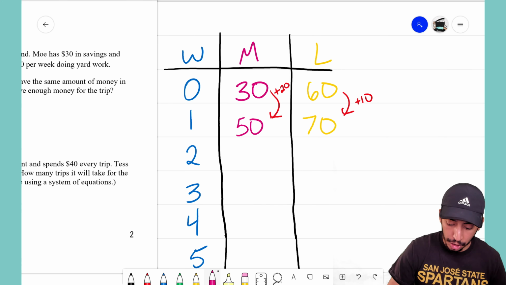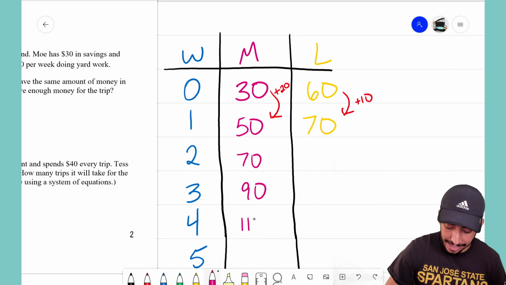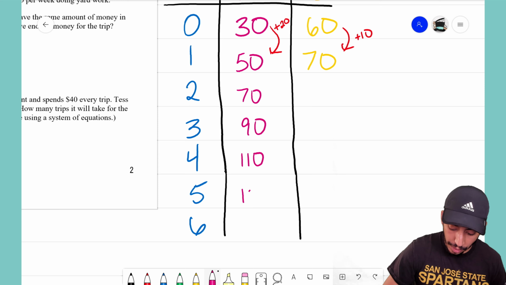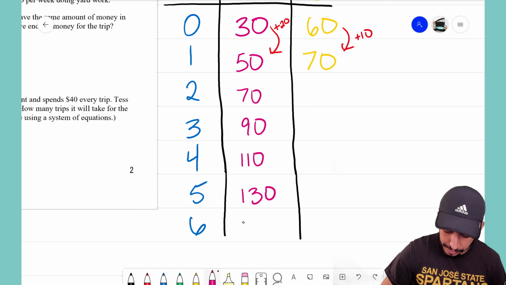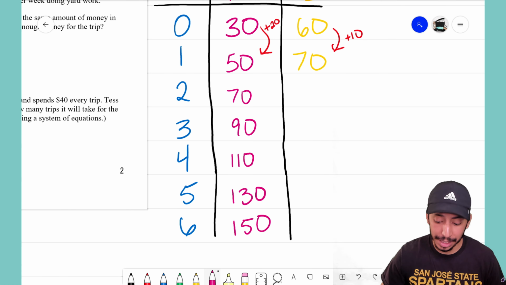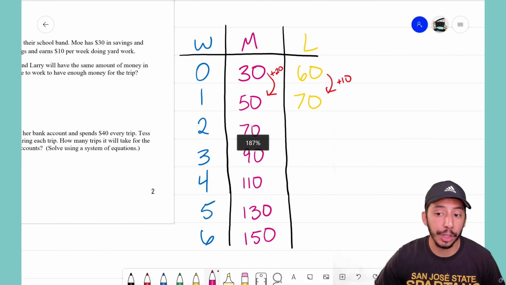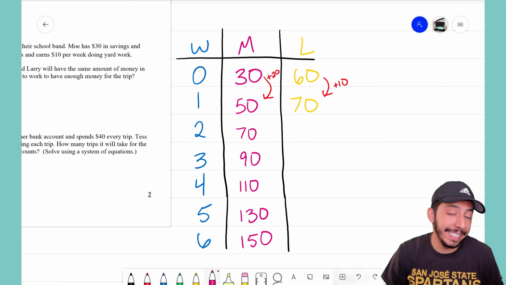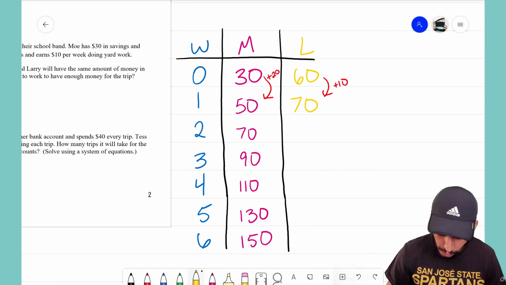Hopefully you've done this. So if I keep adding 20 to 50, that makes 70. Another 20 makes 90. Another 20 makes 110. Another 20 makes 130. And another 20 makes 150. Now, I don't know if we have to go all the way to week 6, because it seems like you guys think that we only need to go to week 3. So I'm continuing it past, but we might not even need to go that far.